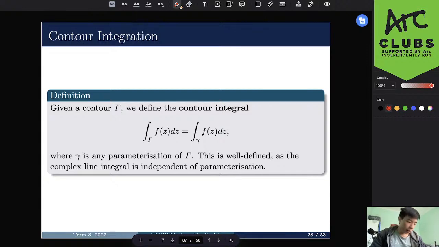Then we have something called the contour integral. Essentially what it means is if we have a contour that we're integrating with, it's always going to be equal to any parametrization that we do. So this might be a bit obvious. It's essentially just a continuation of our former theorem, which basically said any two parametrizations of the same curve would result in the same integral. And so obviously the integral is dependent on the curve rather than on the actual parametrization.